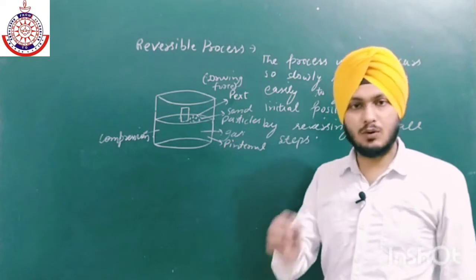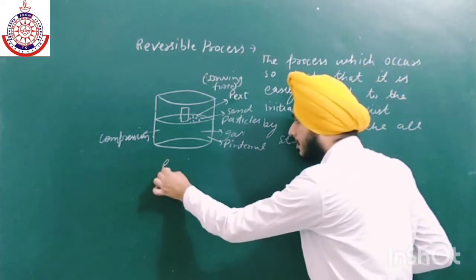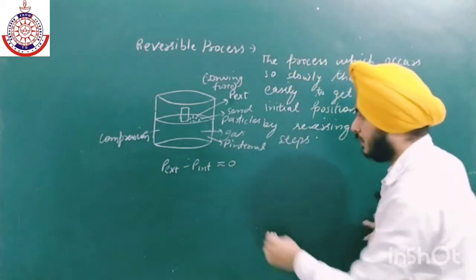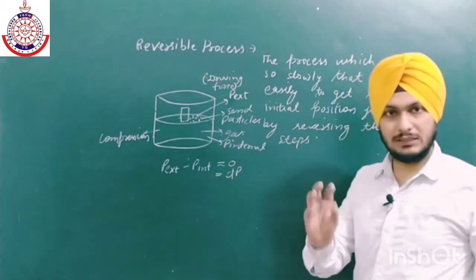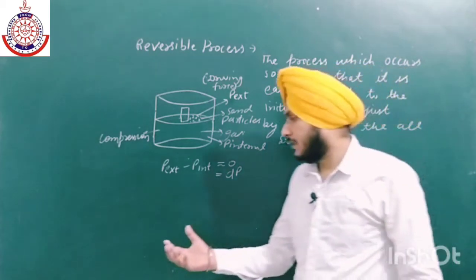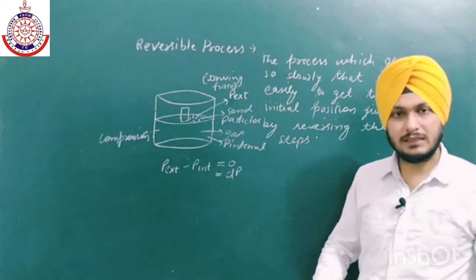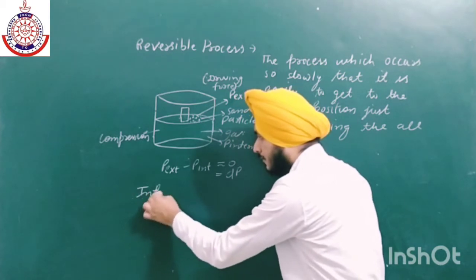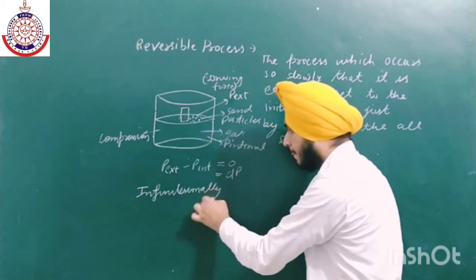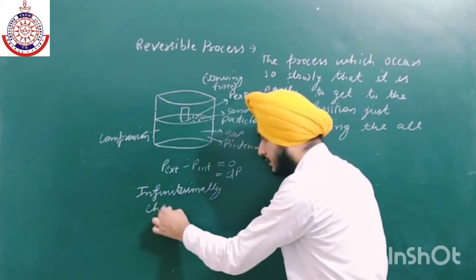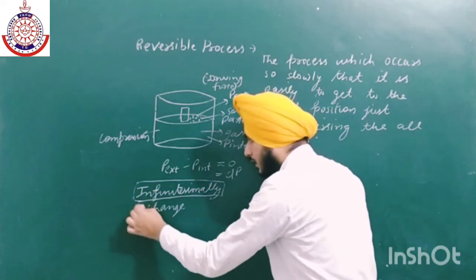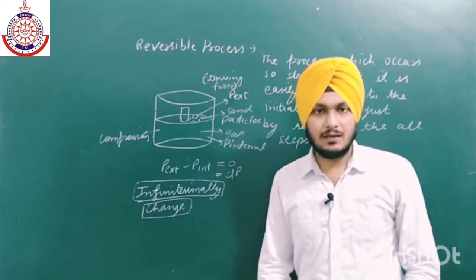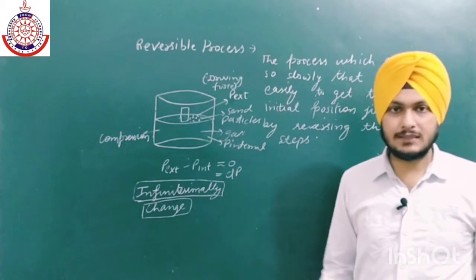The pressure exerted by the gas is P internal. And there is a very small change. The difference between P external and P internal is so small that it tends to zero, or we are taking it as dP. dP is the small change, so small that it cannot be easily observed, and these types of changes are known as infinitesimally small changes. Infinitesimally small change means we can observe the change only if we do infinite steps in infinite time.